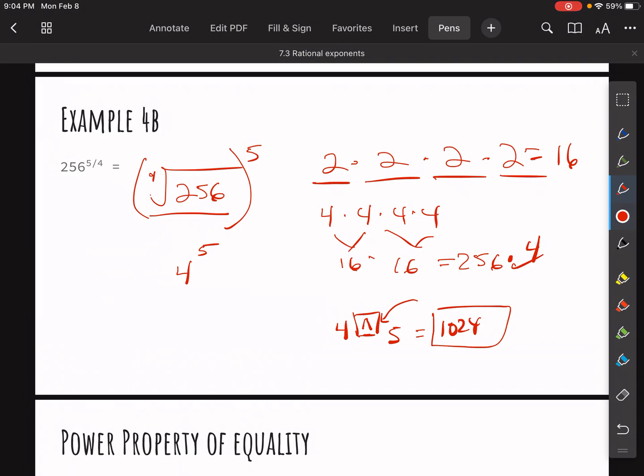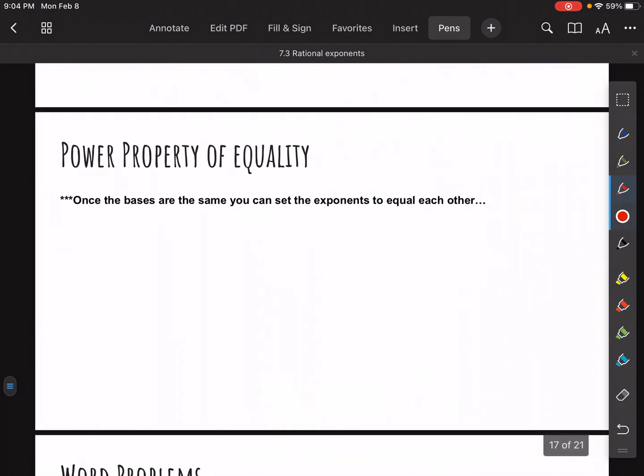Now, let's look at example 5, but before we do, let's think about this power property of equality. Essentially what this power property tells us is if you have the bases the same on both sides of an equation, you can set the exponents equal to each other.